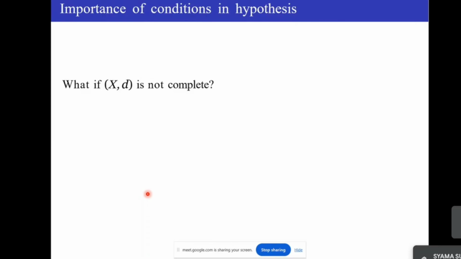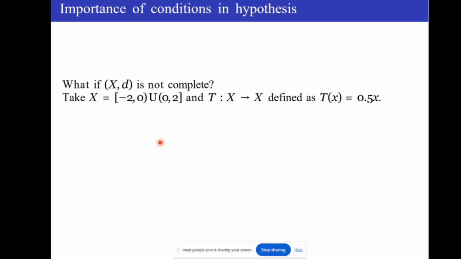Can we take X equal to (-2, 0) union (0, 2) and define the map T from X to X such that T of x equals x by 2? Okay, so here Shyama is taking the same map, and then from the closed interval [-2, 2], she's simply removing the point 0, right?